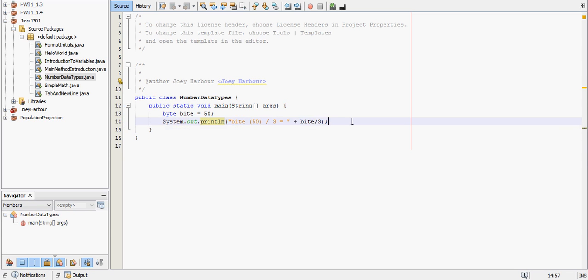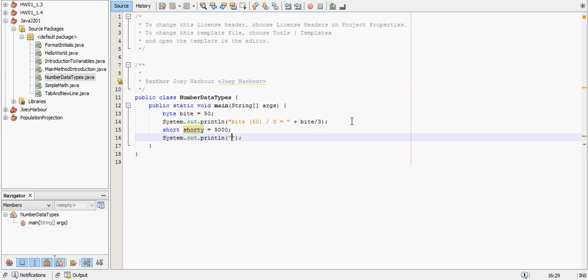Another data type we can use is a short, which is a little bit longer. It's anywhere between negative 32,768 to positive 32,767. You'll notice all these are powers of 2 on the negative side and a power of 2 minus 1 on the positive side. We'll call the short shorty. Equals, let's go 5,000. A short also cannot have a decimal.